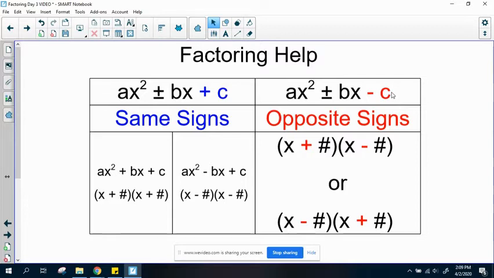And it totally does matter which one is which. And it can get kind of tricky to figure out which one is which. And to figure out which one is which, you then look at the B value in the middle. But as soon as you get a negative C, you have to have opposite signs. If it's a positive C, then your symbols are the same. They're either both plus plus or they're both minus minus. Okay, so hopefully that helps a little bit.